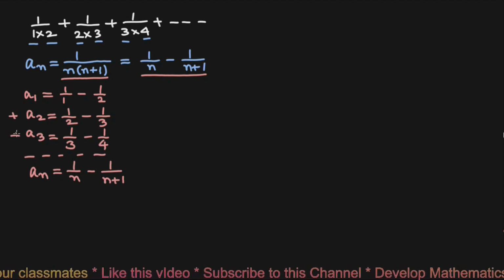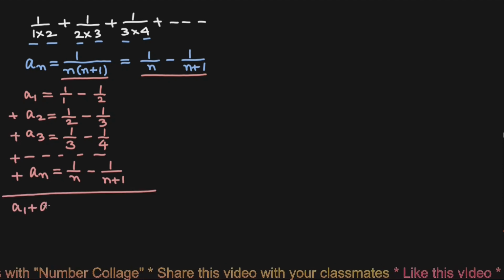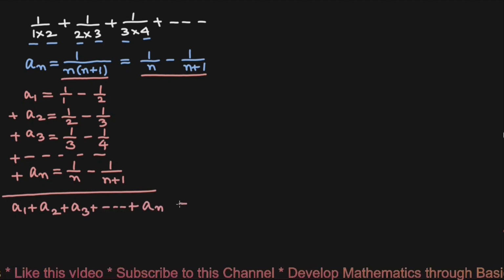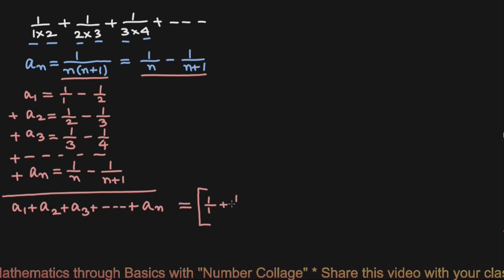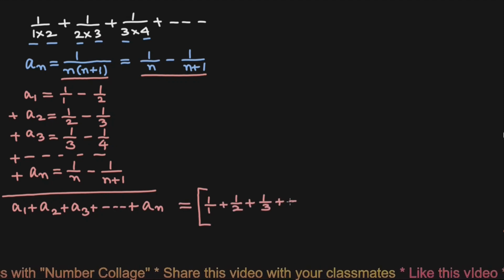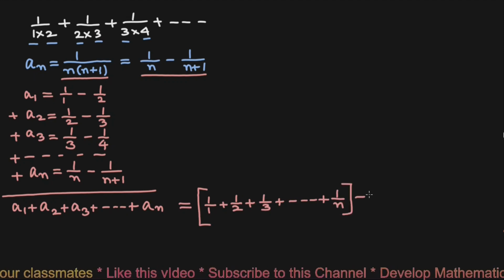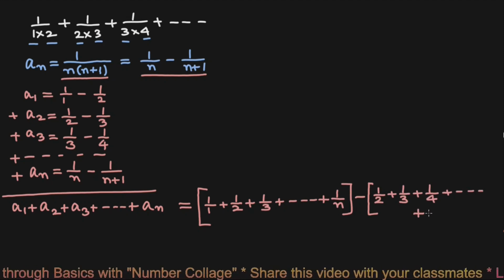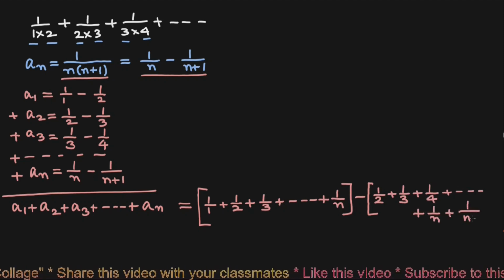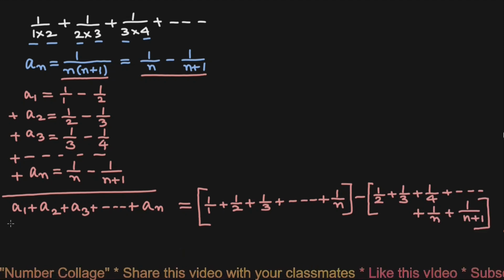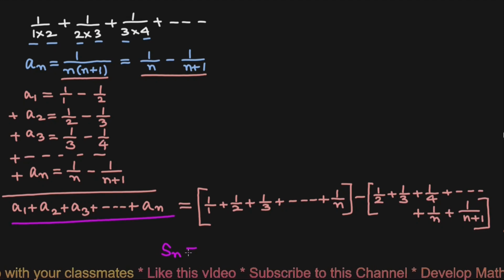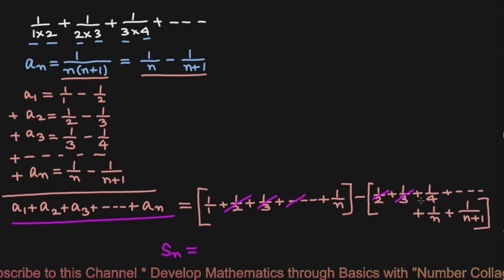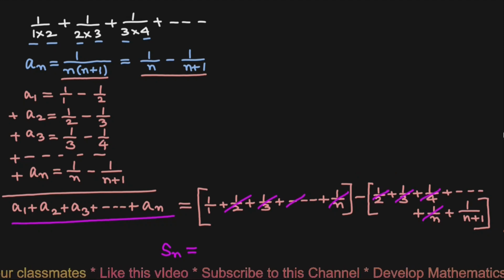Adding all these terms together, we will get a1 plus a2 plus a3 plus so on and so forth plus an equals 1 by 1 minus 1 by 2 plus 1 by 2 minus 1 by 3 plus 1 by 3 minus 1 by 4 plus so on and so forth plus 1 by n minus 1 by n plus 1. After adding them together, this sum to n terms Sn equals 1, this half minus half, this 1/3 minus 1/3, so on and so forth, this 1 upon n minus 1 upon n.